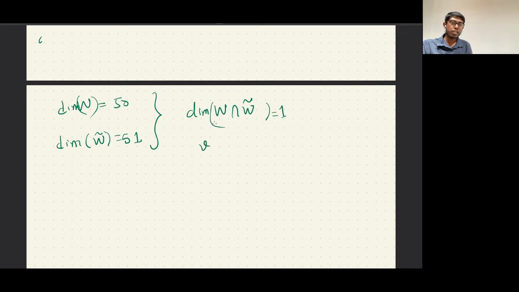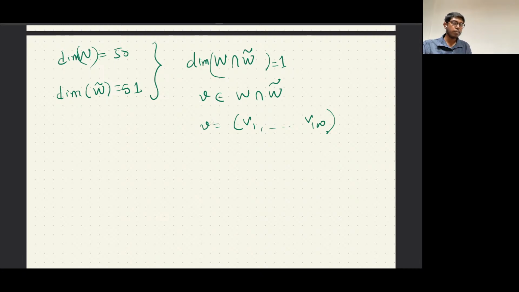I choose a basis here in W intersection W tilde, V equals V1 to V100. Of course, since it is a basis, there is some non-zero element. So assume B1 or B2, anything is non-zero. So I am writing W as minus B1 and V2 and the rest of them is V100. Clearly V and W are linearly independent.